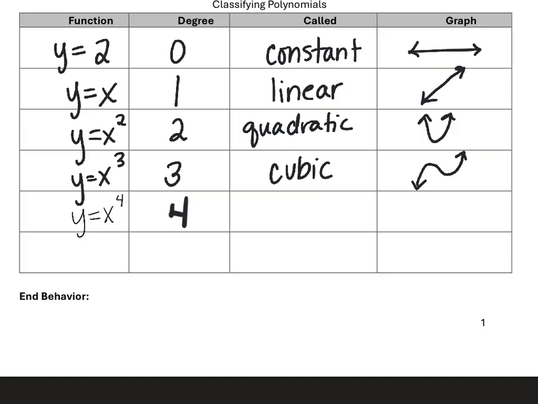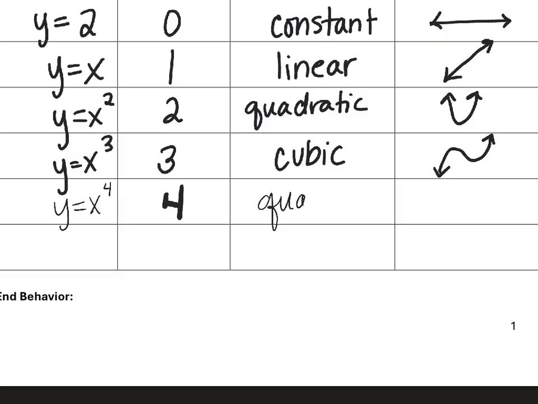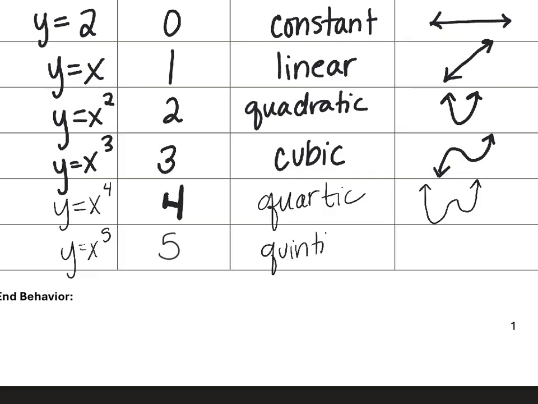Okay, this is to the fourth power. We call this a quartic. And it looks kind of like a W. Quartic. And the last one we'll talk about, we won't see this a ton, but to the 5 is the 5th degree. We call this a quintic. And this one looks like a cubic, but it has an extra little turn, so it's something like that.